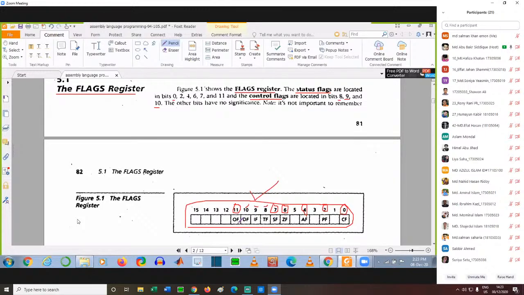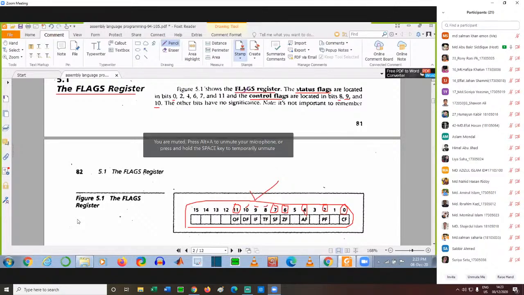So how many flags are there? There are 9 flags, and among those 9, 6 are status flags, and 3 are control flags.